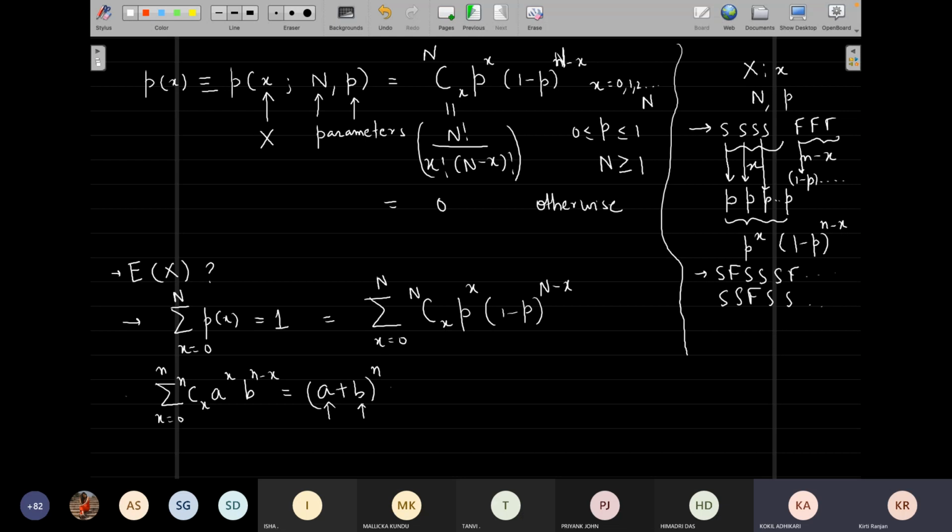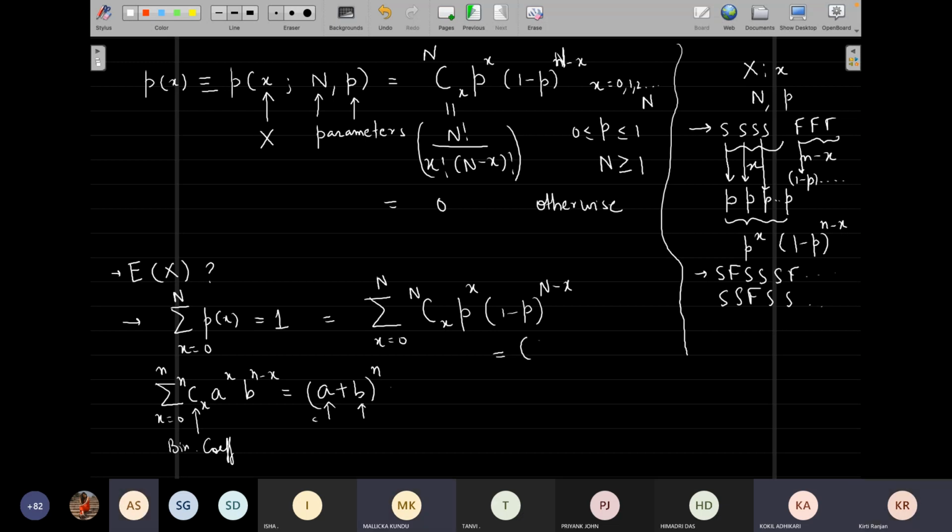If you remember this, because of which this nCx is called the binomial coefficient, by the way, this is the binomial expansion and the coefficients nCx are called binomial coefficients. So if you remember that, can you write down this nCx p^x (1 minus p)^(n minus x) in the manner in which I have written this a plus b? What will?